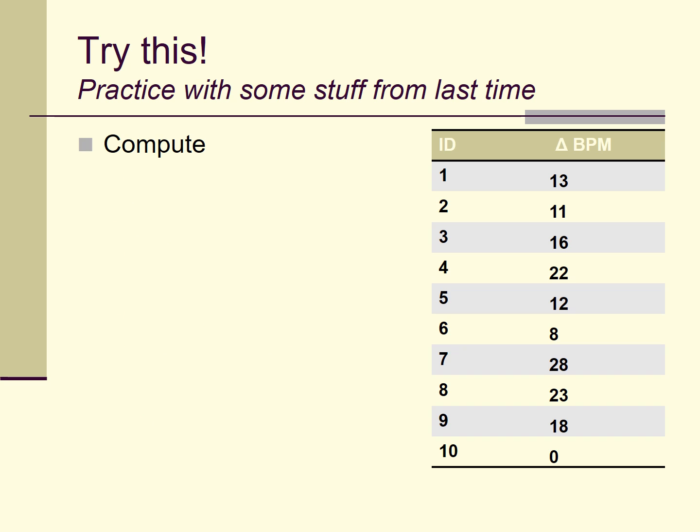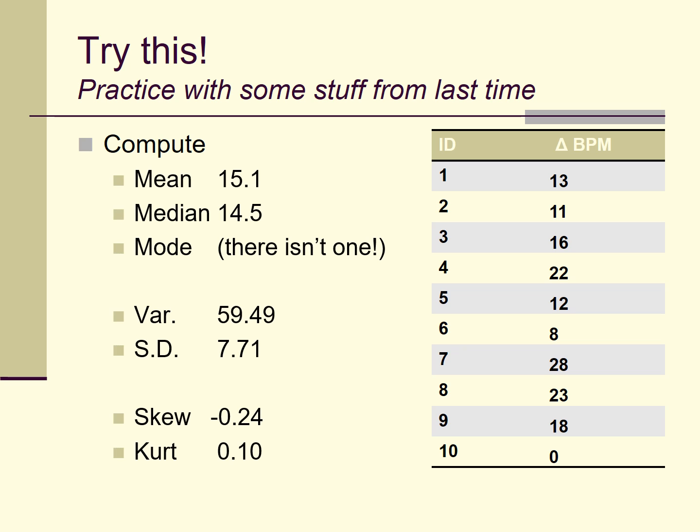All right, assuming that you're ready to go on, here are some answers for you. Mean, median, fairly well lined up. Mode, there isn't one because there's not one single most frequently occurring value. Variance and standard deviation, quite a bit of dispersion in this data set. A little bit of negative skew and a somewhat kurtotic distribution.